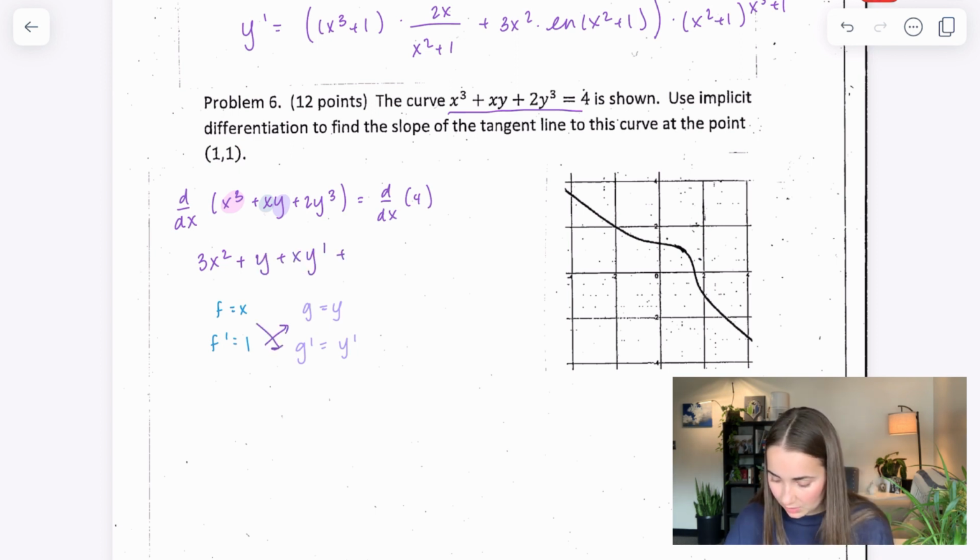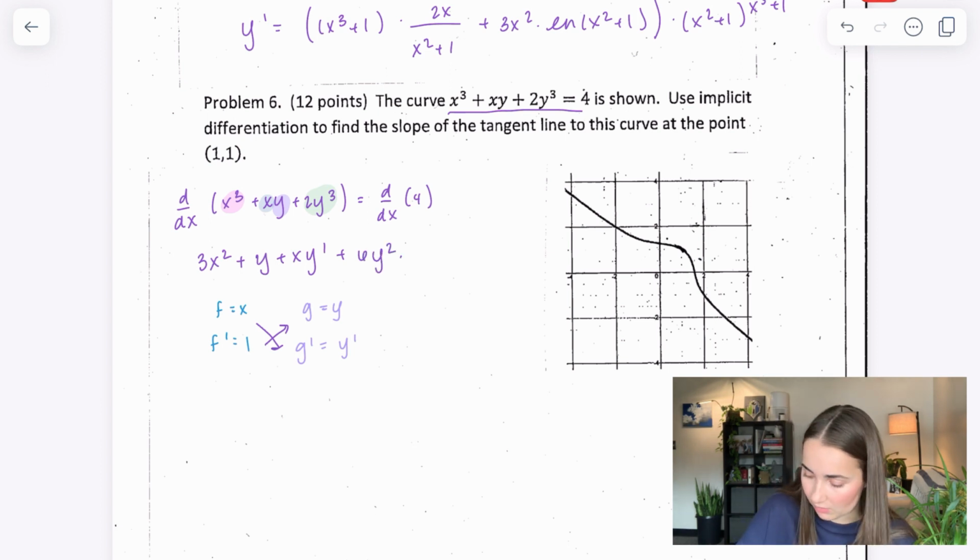Alrighty, so finally we're going to go ahead and take the derivative of 2y cubed. First, we're going to take it like it's a normal derivative, so we drop down that exponent and we get 6y squared. But now we have to multiply by the derivative of y, so I'll leave that as y prime. And now we have the derivative of a constant is always equal to 0.